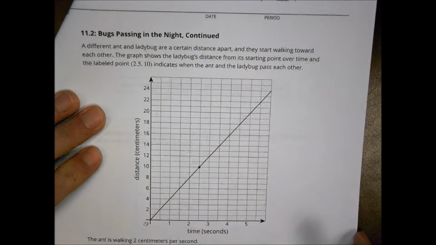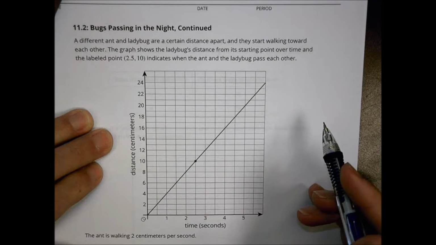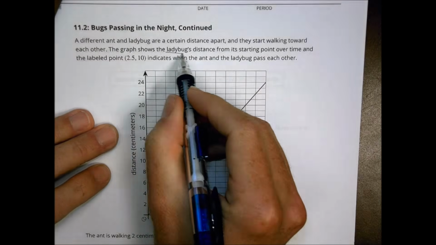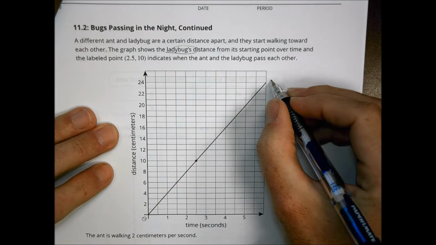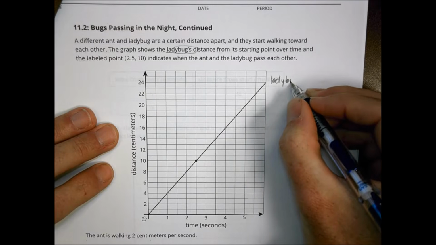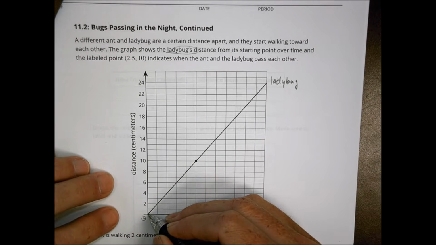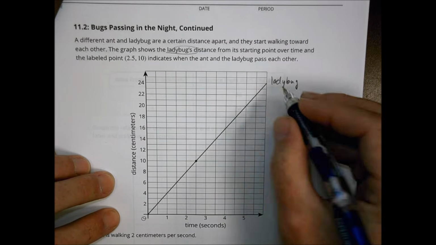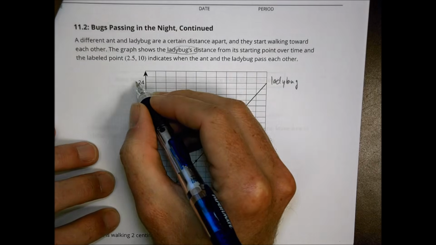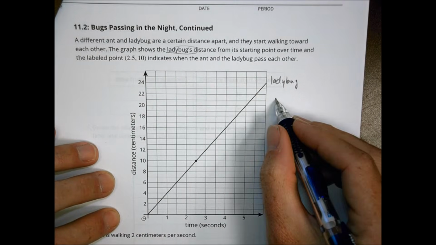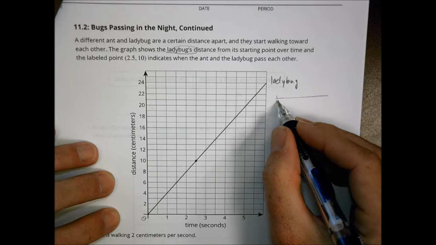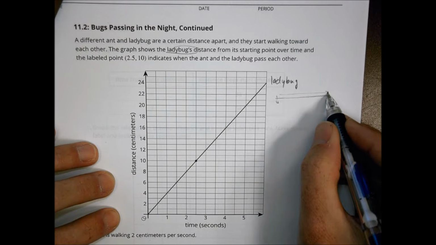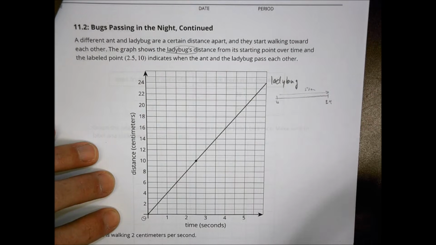So here's a different ant and ladybug graph, and it says they're a certain distance apart and they start walking toward each other. The graph shows the ladybug's distance from its starting point. So I'm just going to make a little label here to say this is ladybug, from the starting point. It started here at 0, and we can see that after 6 seconds it reaches a distance of 24 centimeters, right? So if I think about a number line like last time, it's like here's 0 and we're going all the way to 24, for the ladybug.